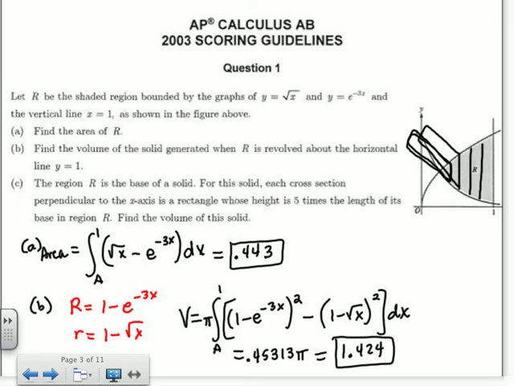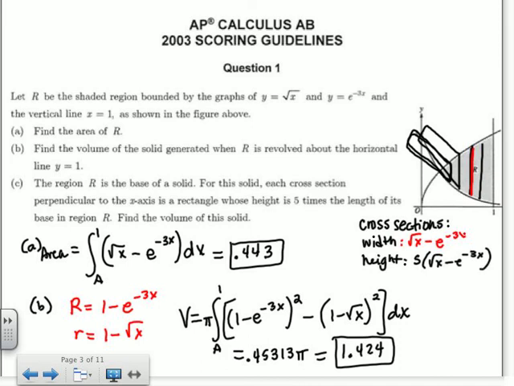Okay, so for each cross-section, your width, I'll draw it in red, that's from here to here. So it was your top piece minus your bottom piece, so square root of x minus e to the negative 3x. And your height is just 5 times that. So if I multiply those two together, it's just 5 times square root of x minus e to the negative 3x, squared. Okay, so that's my area of each cross-section.